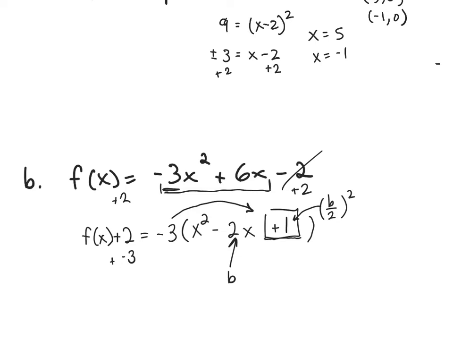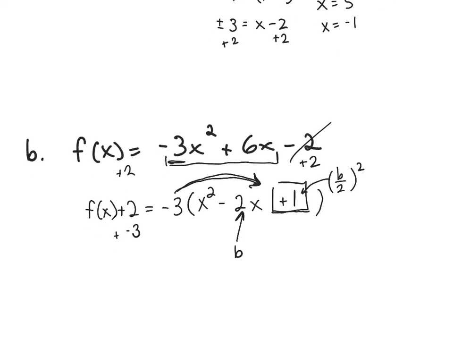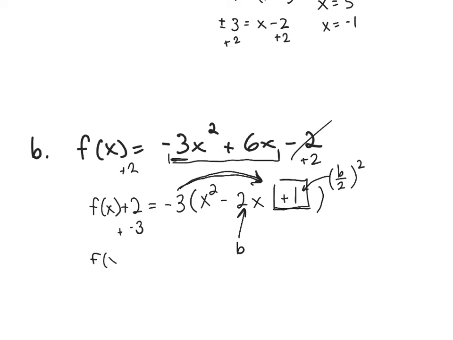Again, let me repeat that. It looks like I've added a +1, but if I were to distribute that -3 to get rid of the parenthesis, that +1 would turn into a -3. So I've really added a -3 to the right side, so I have to add a -3 to the left side to balance it out. So now I have f of x minus 1 equals -3. And then x squared minus 2x plus 1 is x minus 1 squared.